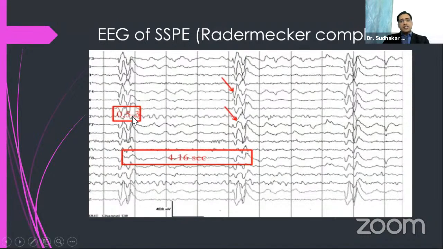Here we can see sharp and slow wave complexes of duration 0.5 to usually 2 seconds, and then again there is a gap of 4 to 16 seconds, and then again there is this high voltage complex. So this is typical of the second stage of SSPE, and this complex is known as Rademacher complex.